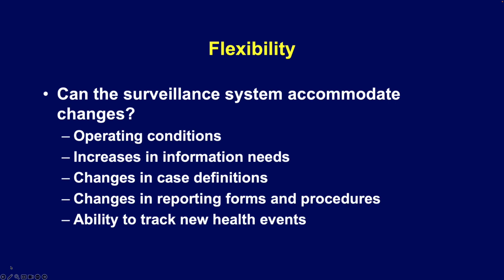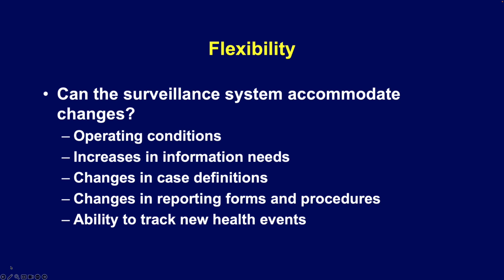The flexibility of the surveillance system is an attribute that refers to the system's ability to accommodate changes or updates, including changes to things like the operating conditions. Perhaps the surveillance system started with one set of information needs, but then it became important to add information elements. An example that I'm thinking of for this one is during the SARS-CoV-2 pandemic, early in 2020, the case reports contained really sparse amounts of information. They really only had like the date of diagnosis, age, sex, and geographic information.